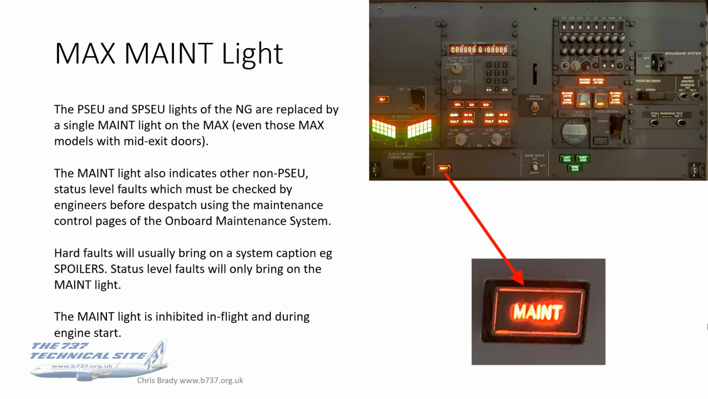Now, the maintenance light also indicates other non-PSEU status level faults, the kind of things which must be checked by engineers before dispatch using the maintenance control page of the onboard maintenance system. Hard faults will usually bring on the associated system caption, for instance spoilers on the flight controls panel. Status level faults will only bring on the maintenance light. The maintenance light, like the PSEU light, is inhibited in flight and during engine start.